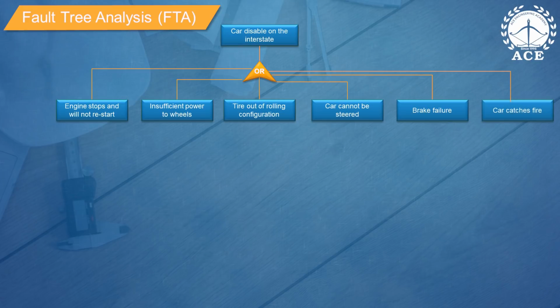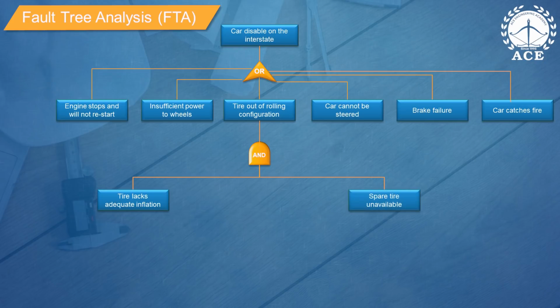Again, if I just take a specific failure condition, the tire is flat, then there are again two possibilities why the car is disabled on the national highway. On this one, it is a Boolean logic AND combination: the tire lacks sufficient air pressure to continue the journey, and the spare tire is not available. These are the two reasons why the car is stuck on the national highway.